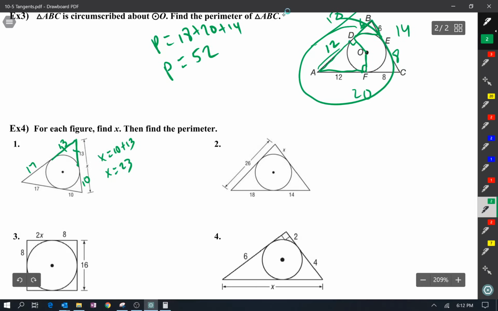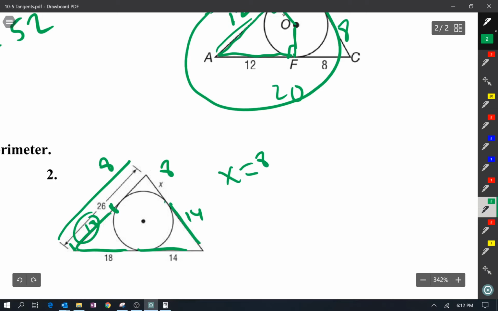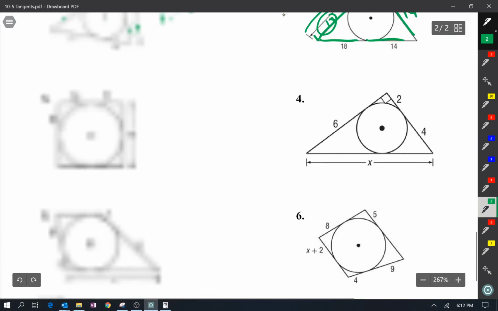Next problem. That's 18. So right here is 18, right? From here to here is 18 because these are equal. This is 14, so this is 14. And if this whole thing is 26 and that's 18, then this piece must be 8, right? So this must be 8. So x is 8. All right? All right, next problem.